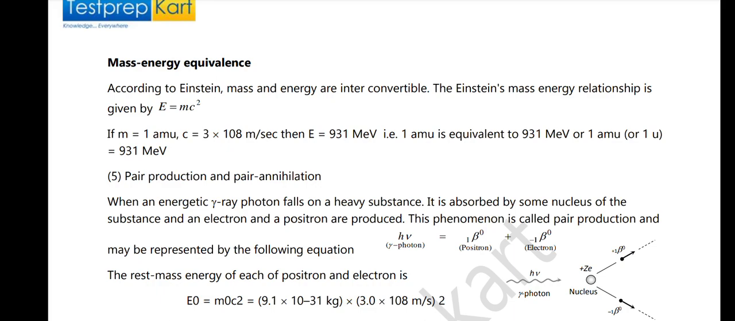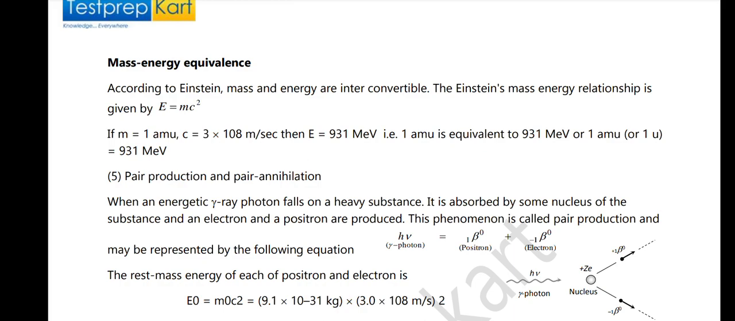Let us take mass equal to 1 AMU, and c equal to 3 into 10 to the power 8 meters per second. The energy E is 931 MeV. So 1 AMU, or 1 U, is equal to 931 MeV. That is the answer we get.